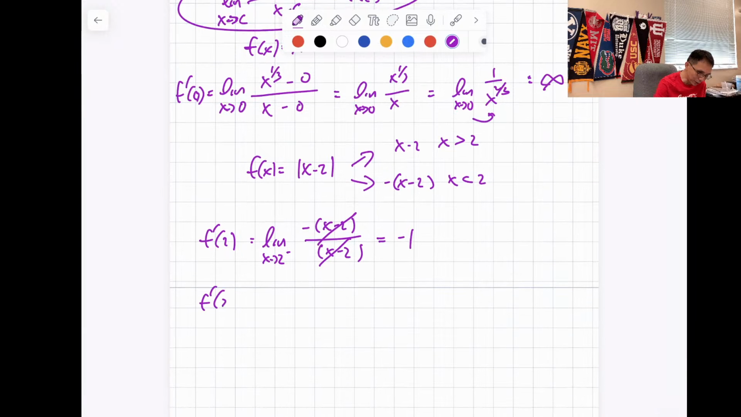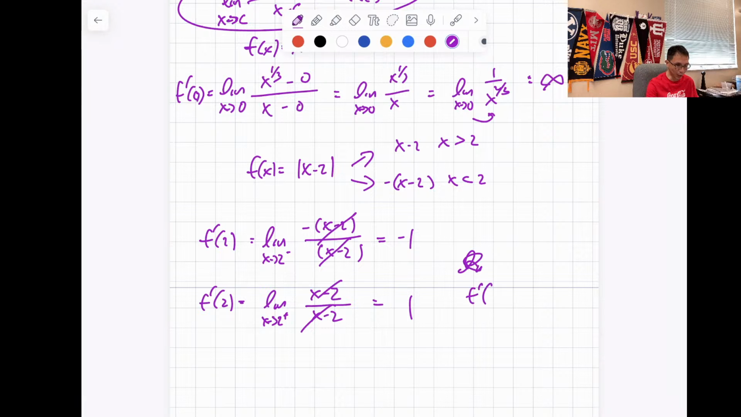Now, if I look at the other side, the limit as x approaches 2 from the right, this one's going to be x minus 2 over x minus 2 because I use the positive version of the graph. And this cancels out to 1. So f prime of 2 does not exist. Why? Because from the left side it's going to be negative 1, and from the right side it's going to be positive 1. I use the alternative definition of derivative, and I find out the limit as x approaches 2 does not exist.